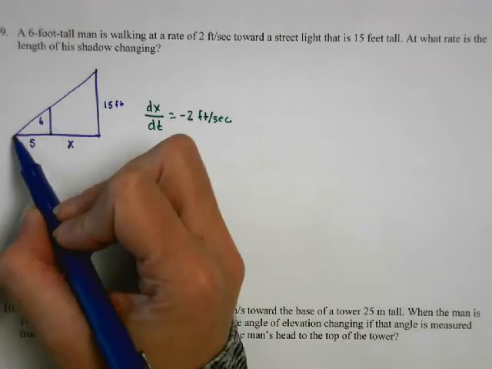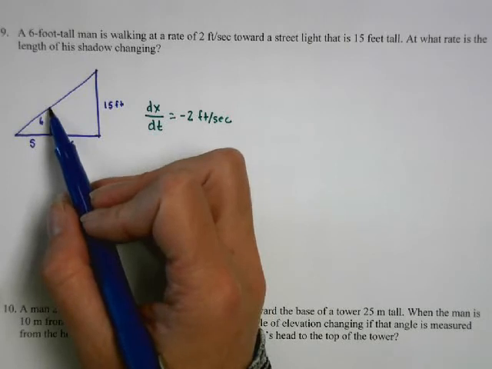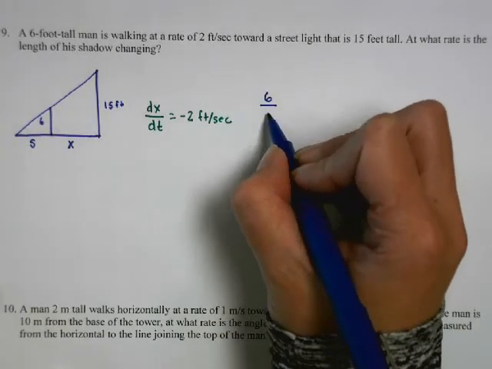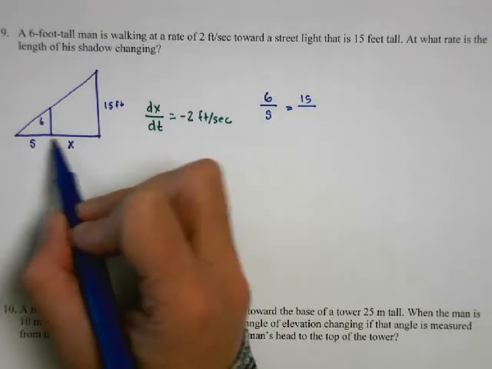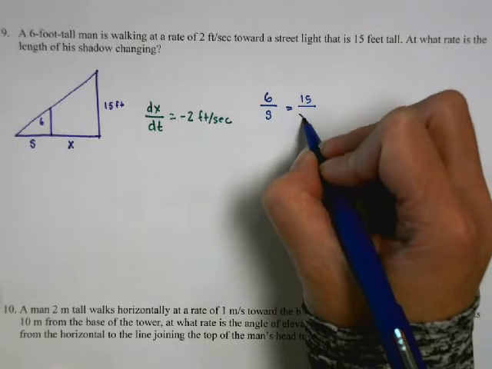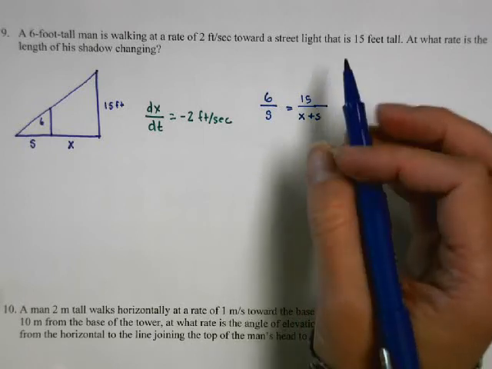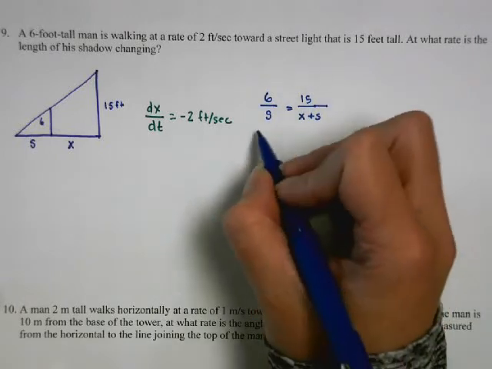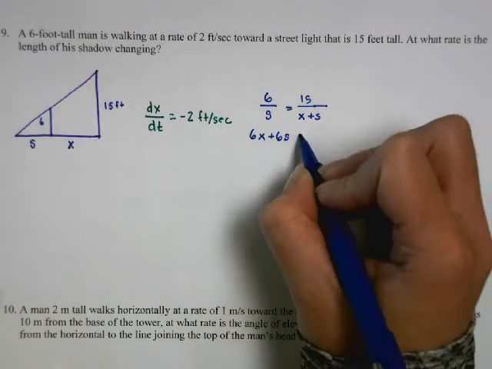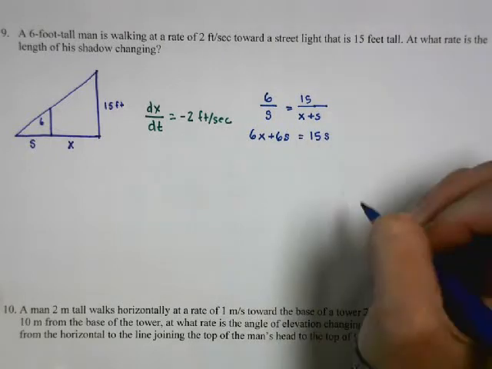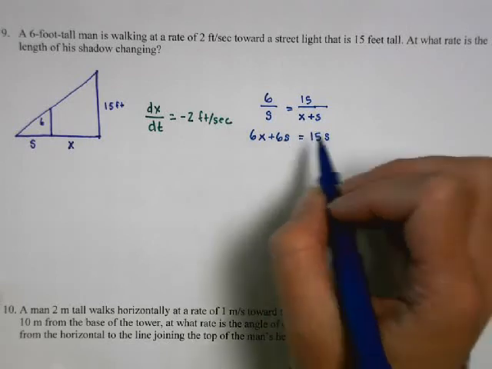So here I'm going to do 6 over s equals 15 over this distance, which is going to be x plus s. Go ahead and simplify this down a little bit before we do the derivative. So I'll cross multiply. And it's an s, not a 5. So again, if you want to pick a different variable, go ahead. So I'll subtract. So 6x is going to equal 9s.